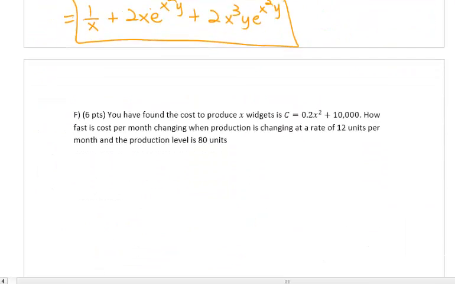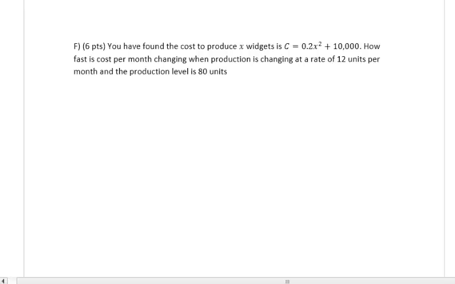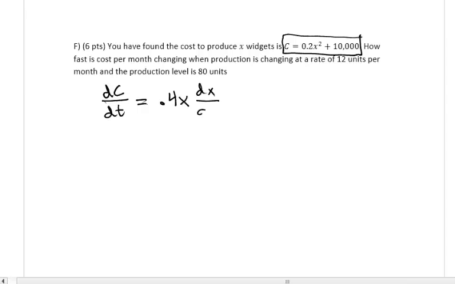Final problem on the test. We've got our cost function given to us. We're going to take the derivative of that, and the derivative of c is dc dt equals 0.2 x squared is 0.4x, and the derivative of x is dx dt.